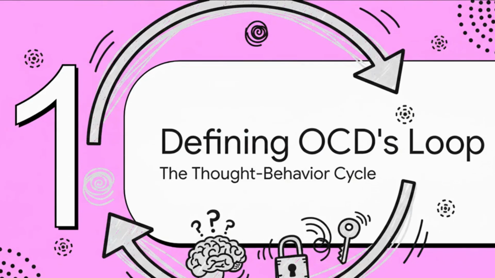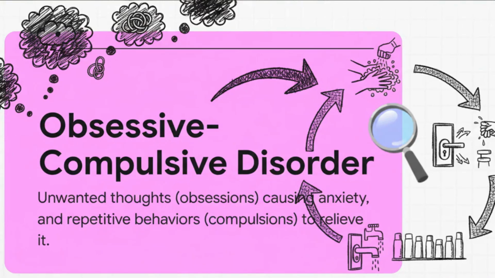Okay, first things first. Before we can even talk about the different types, we have to get to the very heart of how OCD works. Understanding this core loop is everything. At its core, OCD is really a vicious cycle. It all starts with an obsession, this unwanted, intrusive thought that just barges in and creates a ton of anxiety. To get rid of that anxiety, the person performs a compulsion, which is a repetitive behavior. But here's the catch, the trap: that relief is super short-lived. This whole obsession-compulsion loop is the engine that drives every single type of OCD.